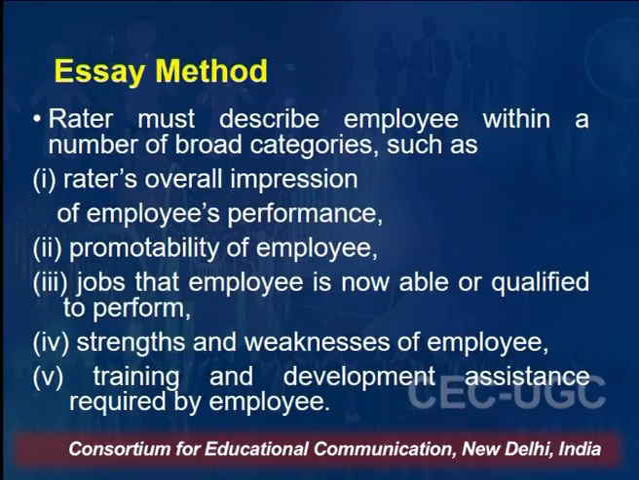In the essay method, the rater describes the employee within a number of broad categories, and these are broadly 5 categories under which the employee is described or evaluated. That is the rater's overall impression of employee's performance. The second is promotability of employee, jobs that employee is now able or qualified to perform. Number 4 is the strengths and weaknesses of the employee and the training and development assistance required by employee. So these are the 5 categories under which the rater will describe the level of performance of the employee.